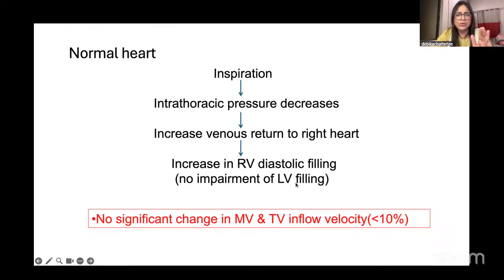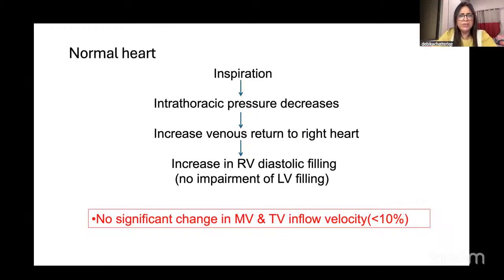So what happens normally, though there is a change of the filling, an increase in the RV filling, but no impairment in LV filling, and that does not give rise to any significant change in the mitral valve and tricuspid valve inflow velocity. It is less than 10% and hardly makes any difference.